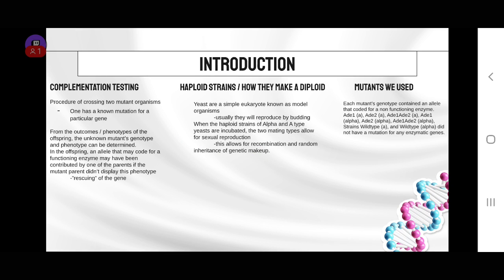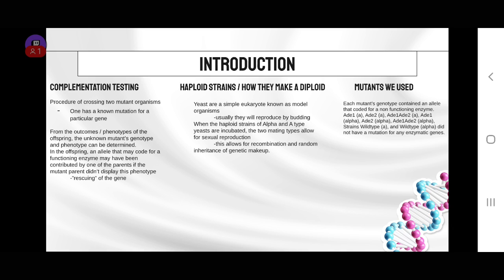What is complementation testing? In this experiment, different strains of yeast, which are mutants for certain genes that code for functioning enzymes in a biological pathway, were examined. Complementation testing is the procedure of crossing two mutant organisms, one of which has a known mutation for a particular gene. In this case, the particular gene will be coding for different enzymes in a biological pathway. From the outcomes and phenotypes of the offspring, the unknown mutant's genotype and phenotype can be determined.